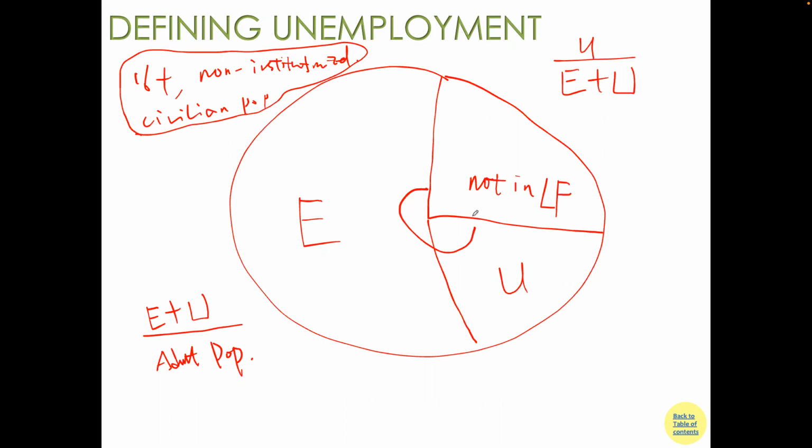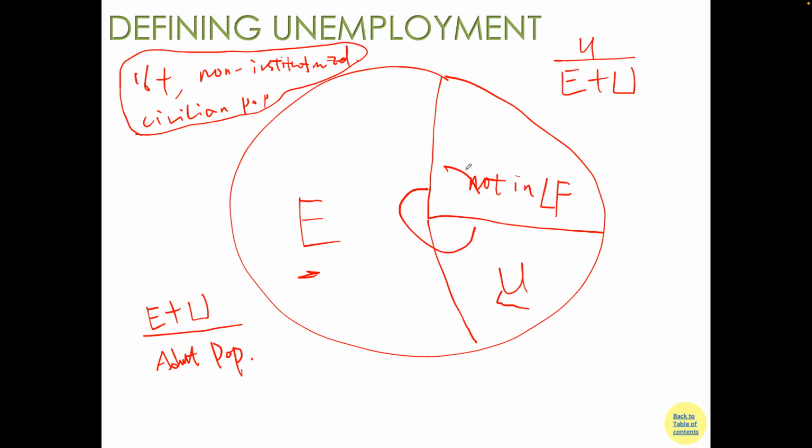And who is considered as in the labor force? Either you are employed here, or you are unemployed. But who is classified as unemployed? Technically you don't have a job, but you are actively searching for a job. Right? So E plus U is considered as the labor force. And then you have people not in the labor force, that's here.